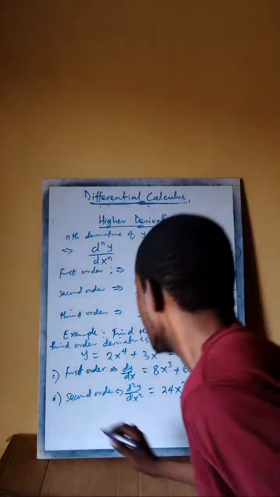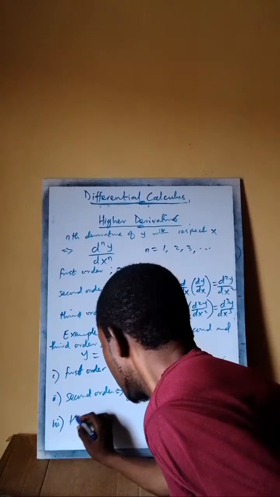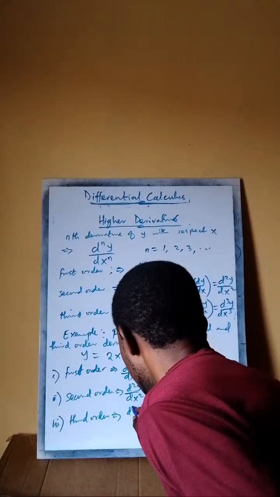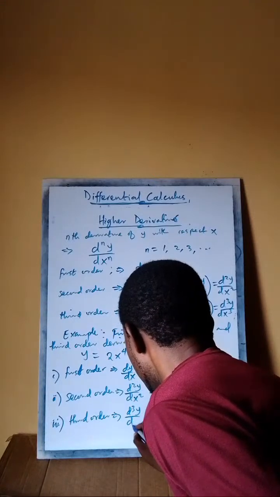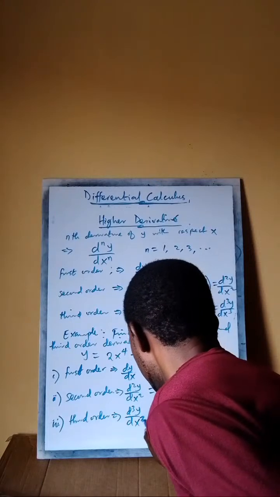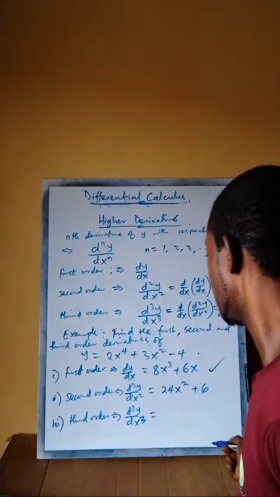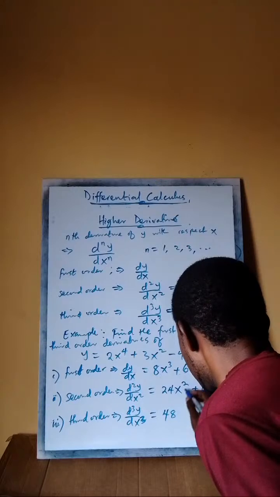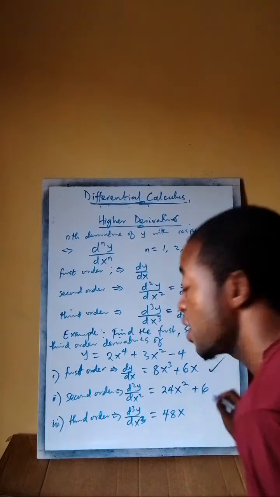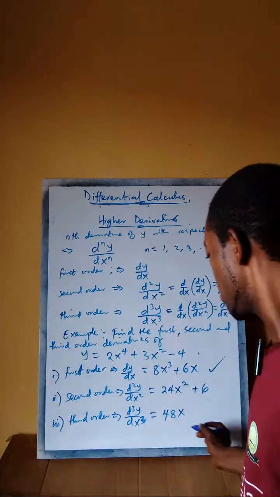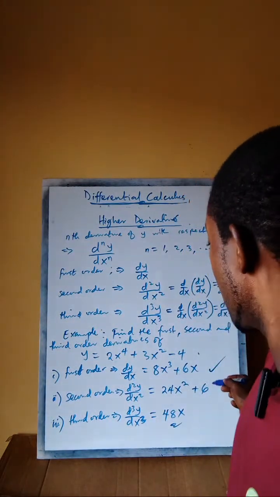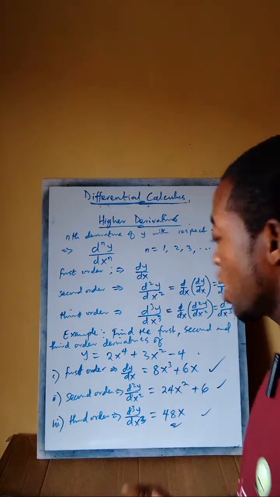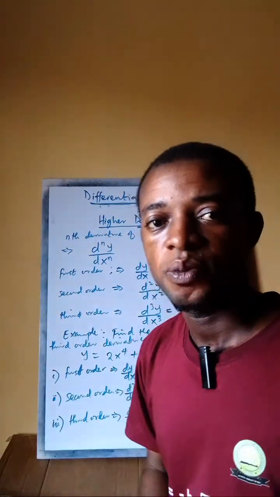Then the third order as well, which is d raised to power 3 y over dx cubed. Here we differentiate the second order. So 24 times 2, that's 48, then subtract 1 from the power, 48x. The derivative of the constant 6 is 0. That means the third order is 48x. So we have the first, the second, and the third order derivative. That is what we mean by the higher derivative.